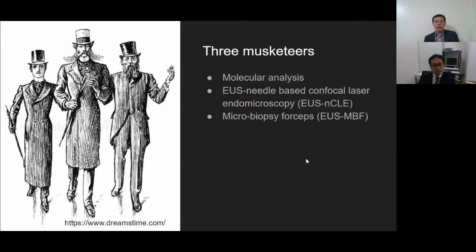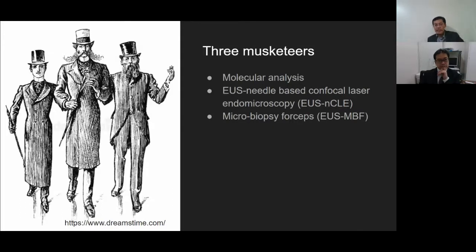So, in my opinion and my review, at this time, after we have listened to the previous slides, we now know that EUS morphology alone, which is non-invasive, and analysis of cystic fluid all have some limitations. There are three methods that I can say are like the three musketeers in this era that provide a high yield for making a diagnosis of the pancreatic cyst. The first one is molecular analysis, the second one is EUS-guided needle-based confocal laser endomicroscopy, and the third one is the microbiopsy forceps.